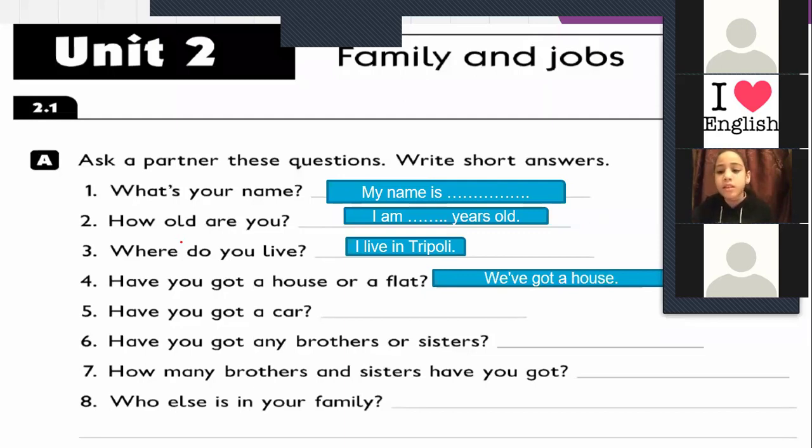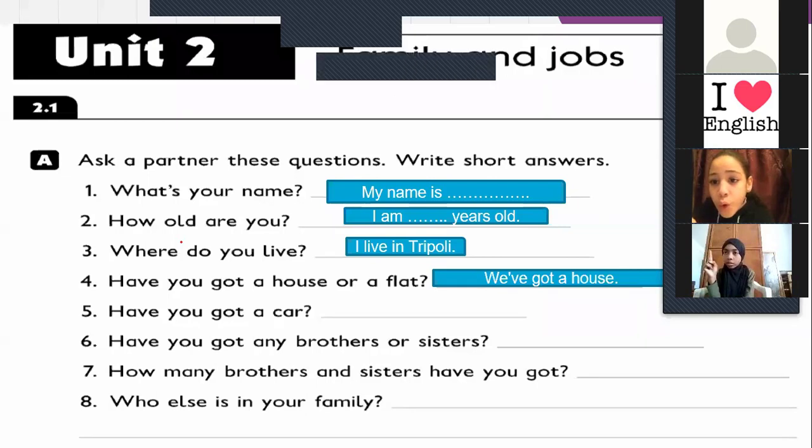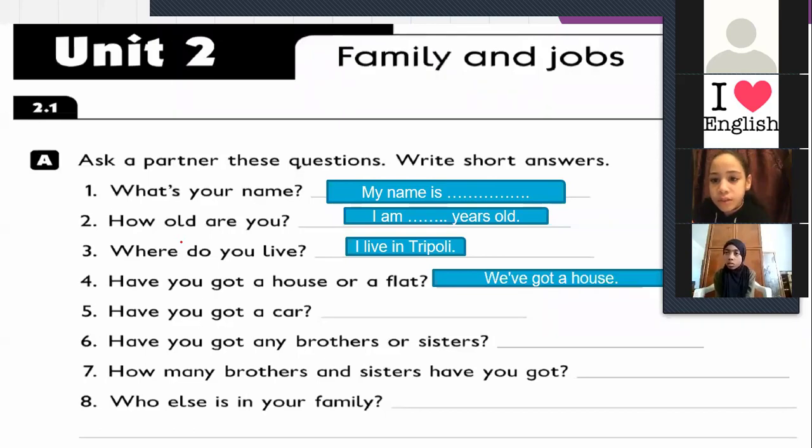Have you got a house or flat? Yes, Hanan. Have you got a house or a flat? We have got a house or we have got a flat.